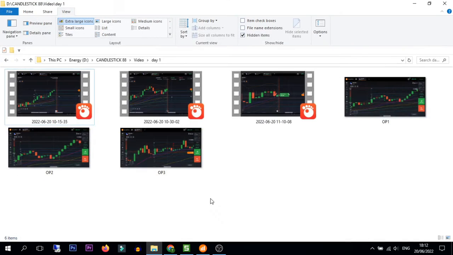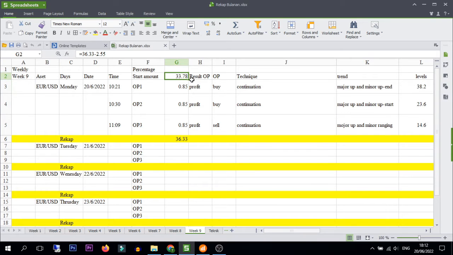Let's see here. Okay, so I will also upload the video, but for one of the trades, I just forgot to click the record button, and I only recorded it at the end of the trade. And you can see here I'm starting with this kind of amount again. It's back to the main amount that I'm depositing, but it's still a profit of 3.78.